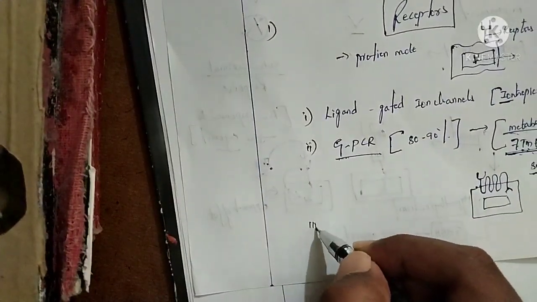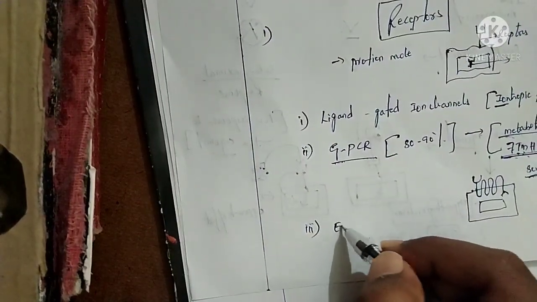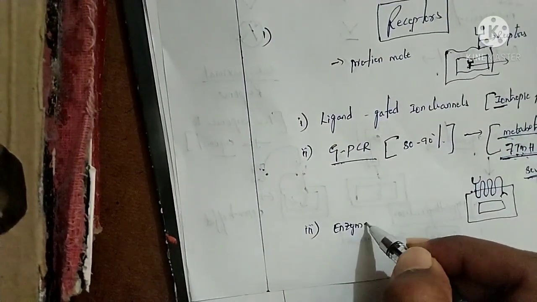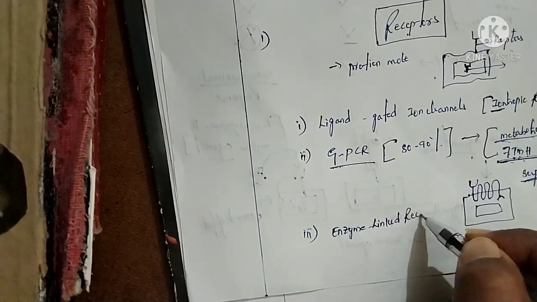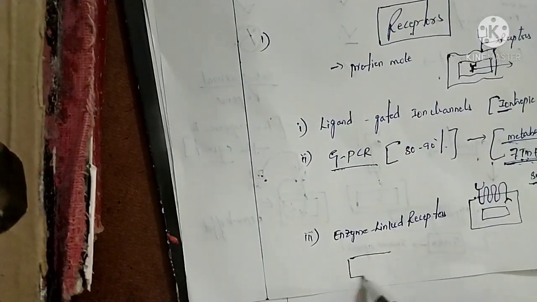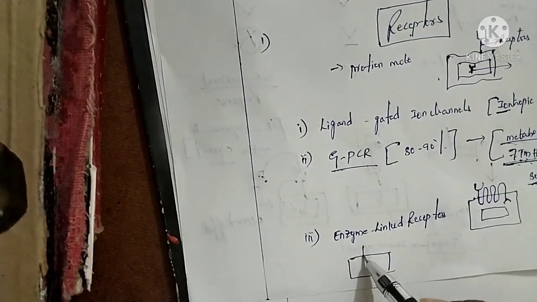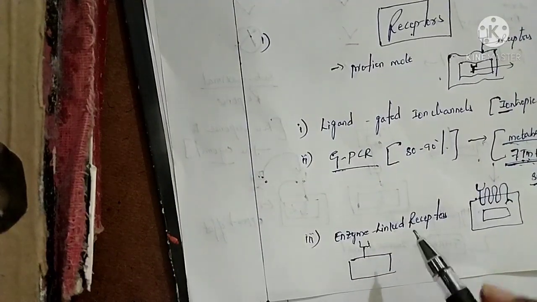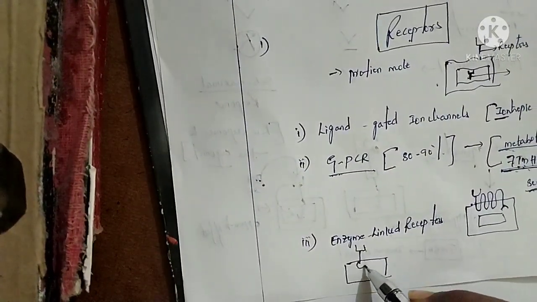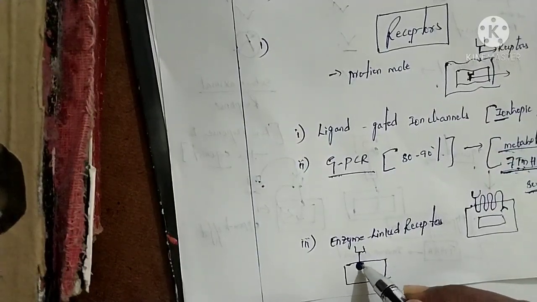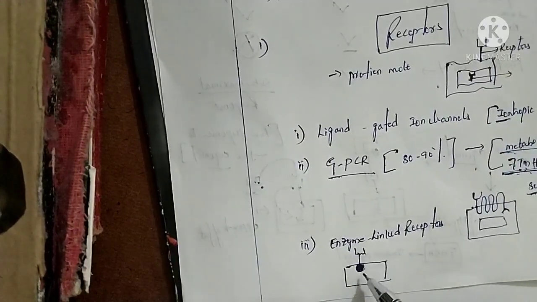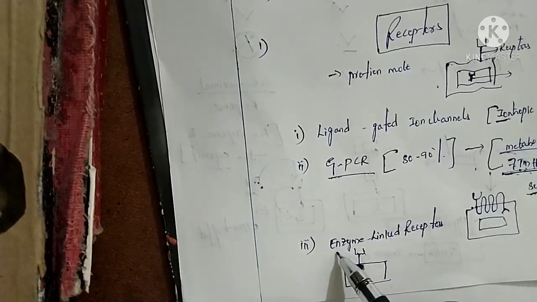The third one is enzyme linked receptors. What are enzyme linked receptors? Suppose the receptors present on the surface of the membrane are linked with an enzyme. These receptors are linked with the enzyme, so they are called enzyme linked receptors.